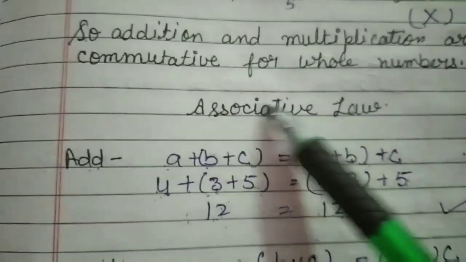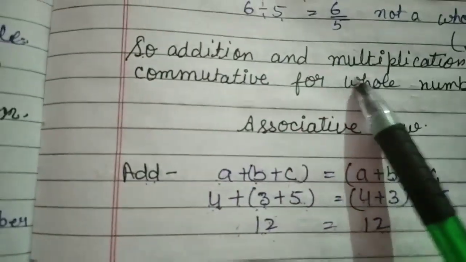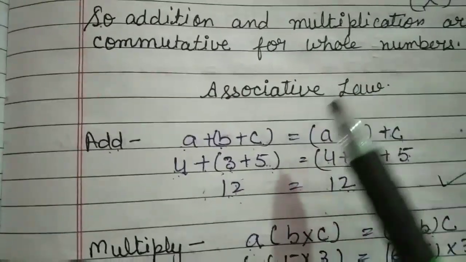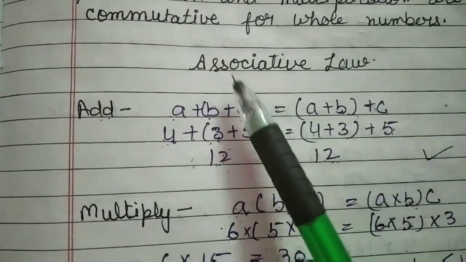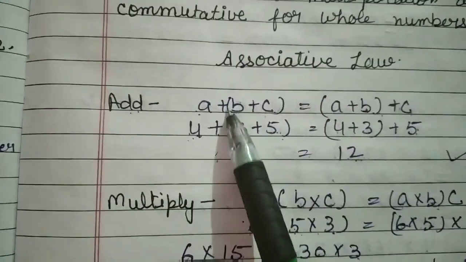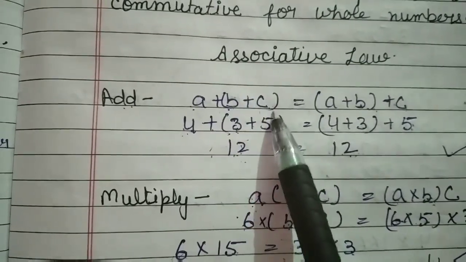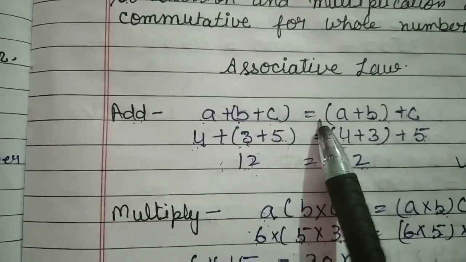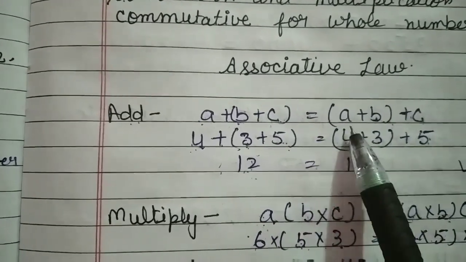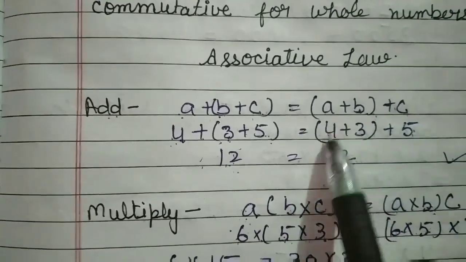Therefore, we get to know that addition and multiplication are commutative for whole numbers. Now, we look upon the associative law. Addition: A plus (B plus C), with B plus C in brackets, is equal to (A plus B) plus C, and here A plus B are in brackets. So what are we doing here?